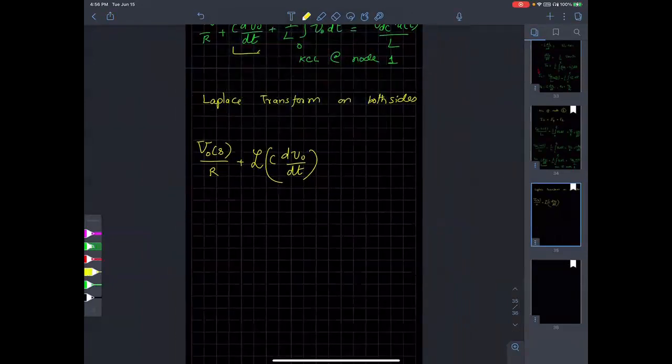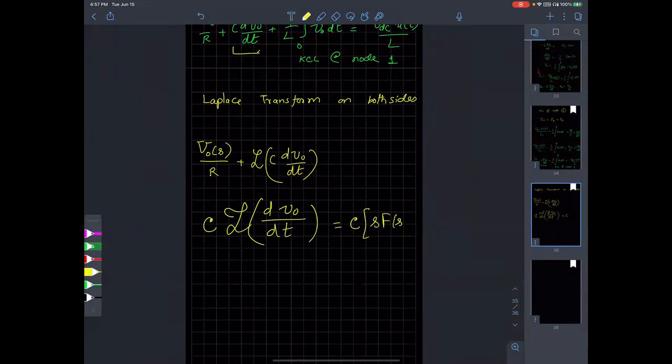So if I have a function V0 and I'm trying to take the derivative of that, we take the Laplace transform. We can take C outside, leave C as is. The Laplace transform of the derivative is S F of S minus F of 0 minus, which is the initial condition. That's the initial condition given to be 0.